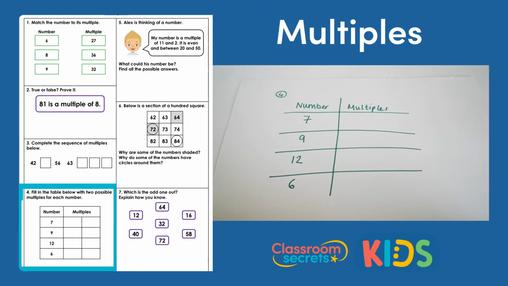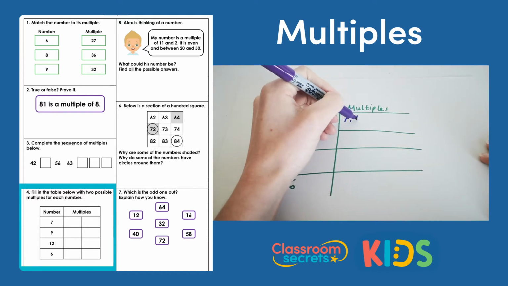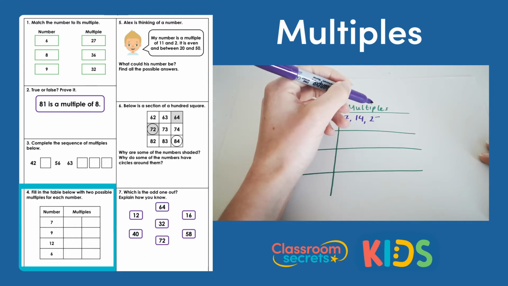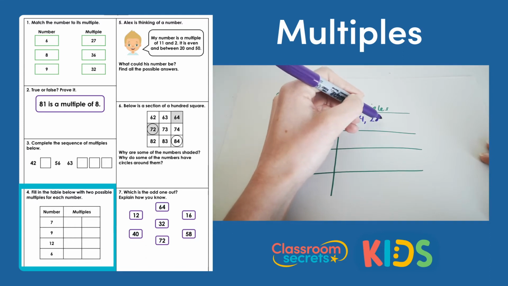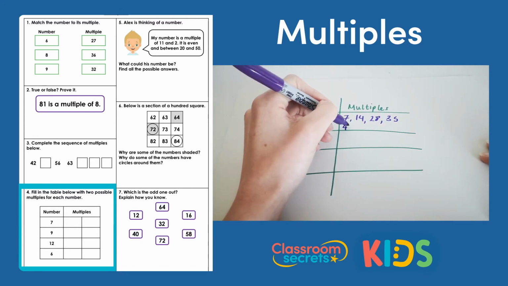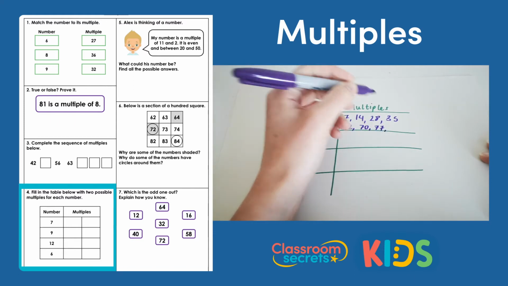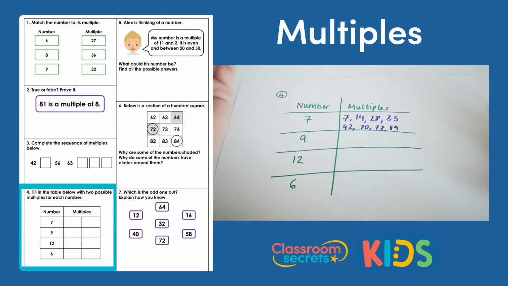Question 4. Fill in the table below with 2 possible multiples for each number. So it's asking for the multiples of 7. So the multiples of 7, we could have 7, we could have 14, we could have 28, we could have 35. We could have 42, we could have 70, we could have 77, we could have 84. Any of the numbers in the 7 times table will go in there. You only need to choose 2.